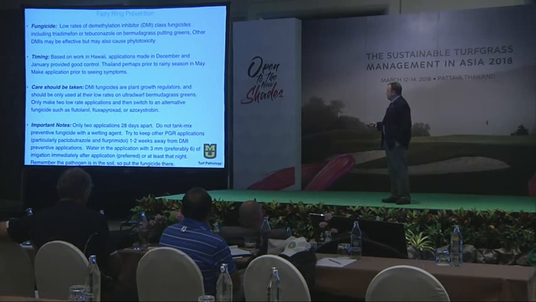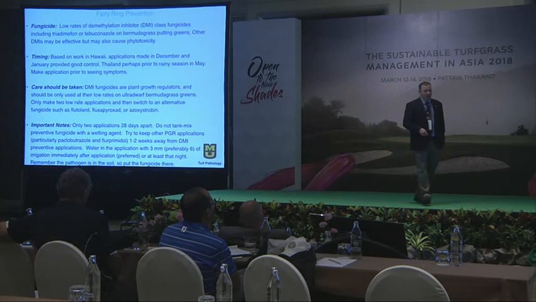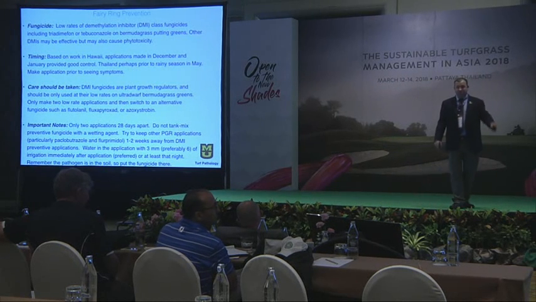Make sure that you're using some care, because the DMI fungicides are plant growth regulators. Dr. Kreuser talked about plant growth regulators, and realize that DMI fungicides are plant growth regulators too. The difference is that the ones that are plant growth regulators are really good plant growth regulators and bad fungicides, and these DMI fungicides are really good fungicides but really bad plant growth regulators. We're going to be making two applications at the low rate, 28 days apart. And that's what we've seen has given us the longest amount of control for the least amount of fungicide.